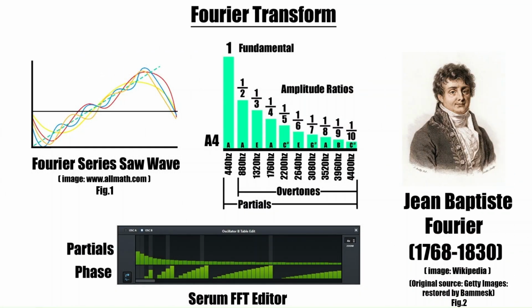FFT stands for Fast Fourier Transform and forms part of the theory first put forward by Jean-Baptiste Fourier in 1822. He theorized that any wave could be created by adding a number of sine waves. Each of these sine waves is called a partial, with the first and lowest known as the fundamental. Partials 2 and onwards are overtones and are integer multiples of the fundamental's frequency.